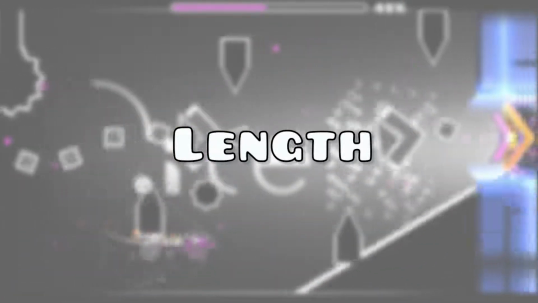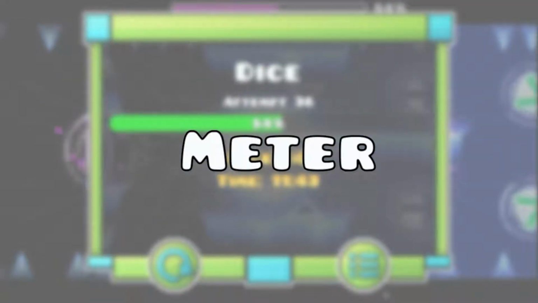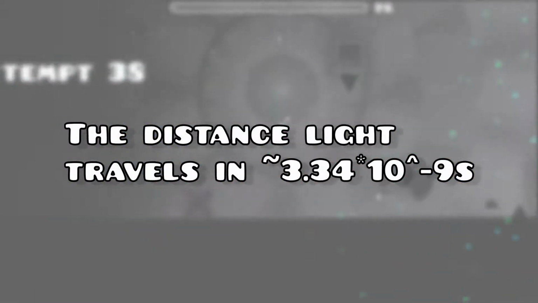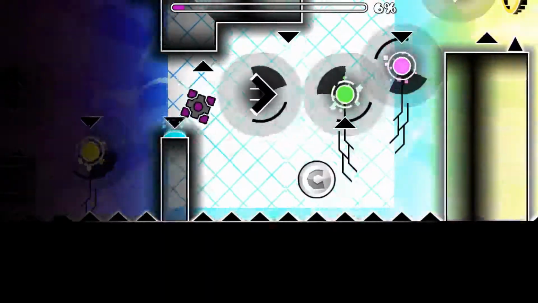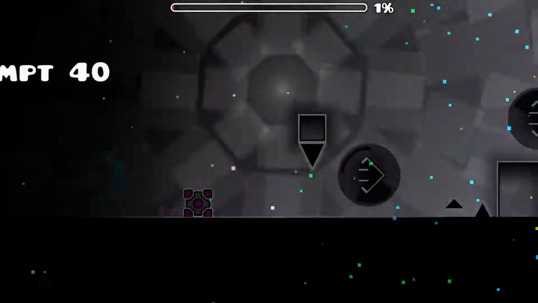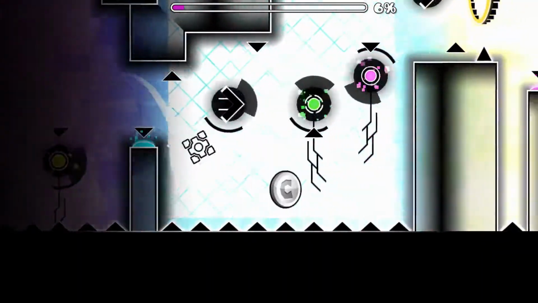In the real world, the official SI unit of length is the meter. 1 meter is defined to be exactly the distance that light travels in 1/299,792,458 of a second, or about 3.34 times 10 raised to the negative 9 seconds. All units in real life are defined using constants. So, to be able to properly make an official unit of length for all Geometry Dash players, we would need to find something that is always constant.